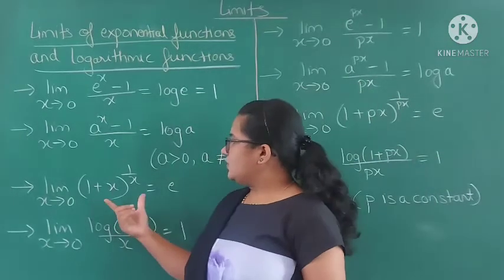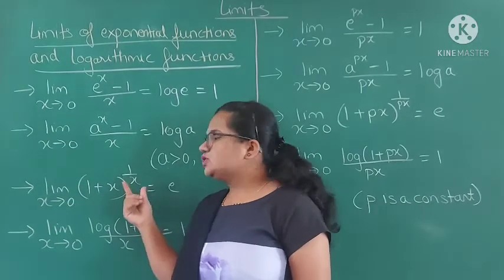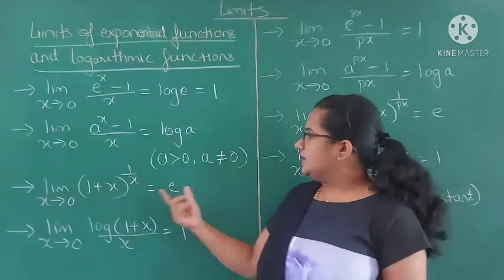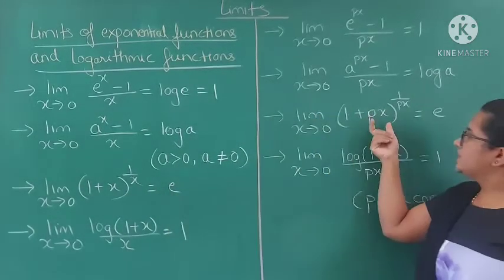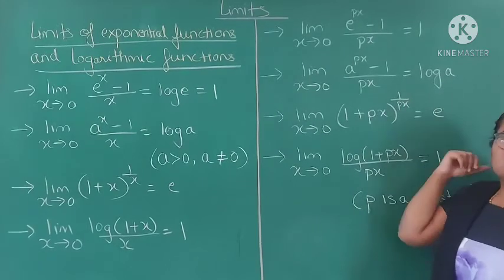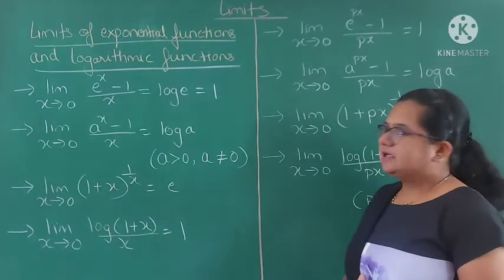Now what is the next formula? Limit as x tends to 0, 1 plus x raised to 1 upon x. This value is equal to e. Okay. Now again in place of x, if you have px, then your power should also become 1 upon px, and the answer still will be equal to e.